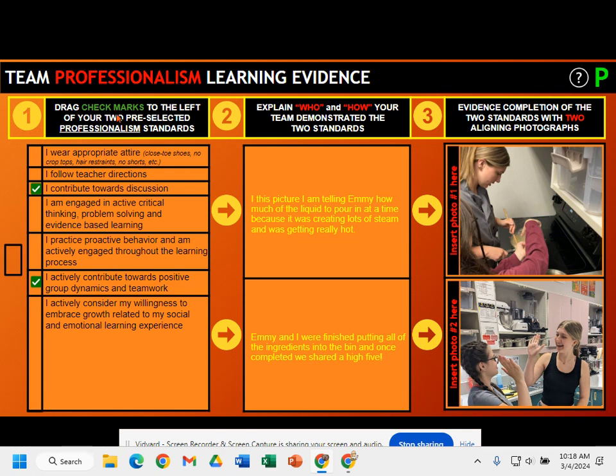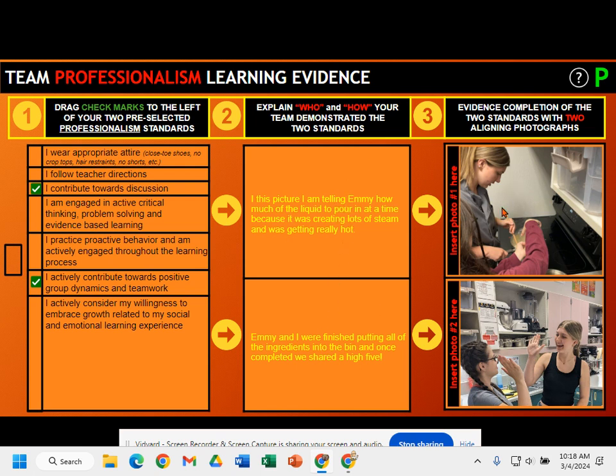So it says here, drag the check marks to the left of your pre-selected professionalism standards. So you would move the check marks from this box up to here and here in this case. Explain who and how your team demonstrated the 2 standards. So evidence that with specifics about who did what.